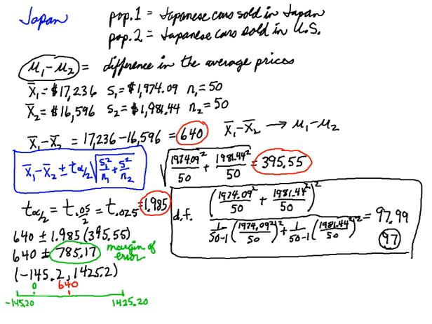Now, it seems like there's more probability that the average prices in Japan is higher. We don't have the 95% confidence that that is true. And I'd venture to guess that if we ran a hypothesis test on this, with alpha equal to 0.05, we would not be able to conclude that Japan is indeed charging higher prices on average for their cars as opposed to the United States.